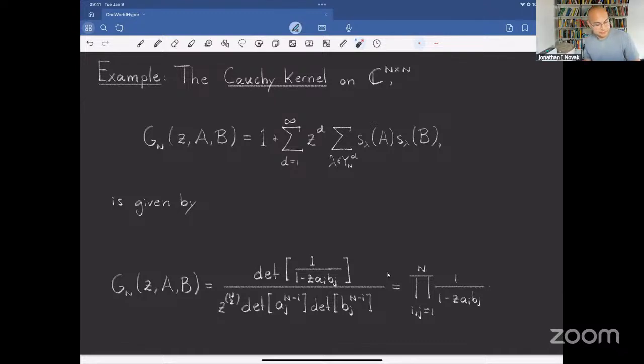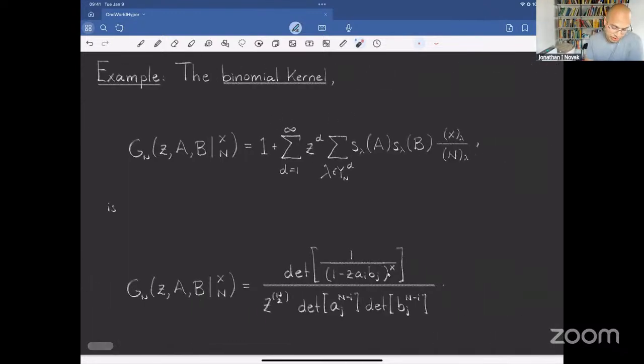Okay, you could talk about the binomial kernel on n by n matrices, which would be the natural multivariate generalization of the binomial series. So I have one upper parameter x, and my lower parameter is equal to n. And so it looks like this power series in Schur polynomials, where I have this generalized Pochhammer with any parameter x I want over the generalized Pochhammer in n. And if I were to set n equal to 1, I would just recover the binomial series. And that is equal to this determinant.